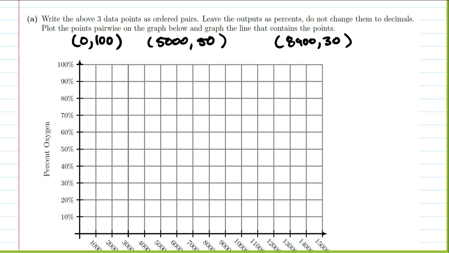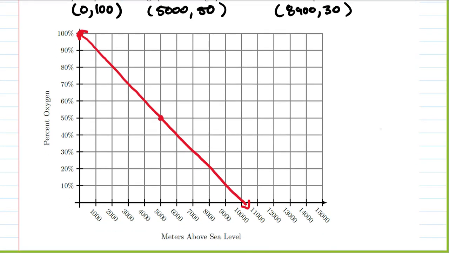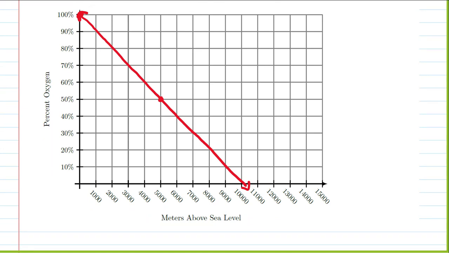So our first one is at 0, we have 100%, and then at 5,000 meters, we are at 50%. So if I connect the dots, that gives me the line through those 2 points. My next pair is 0 and 100, and 8,900 and 30%. So 8,900 is almost 9,000, and it's up at 30%. Now I connect these 2 points, and I get something that looks like this.